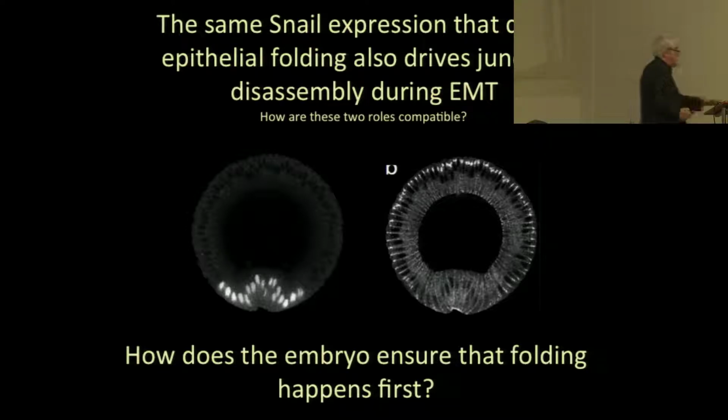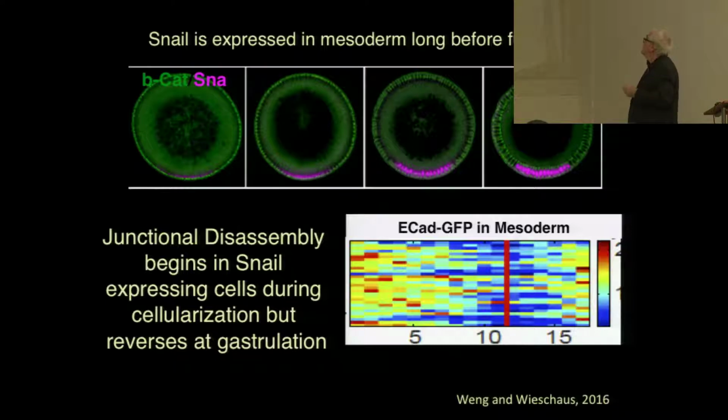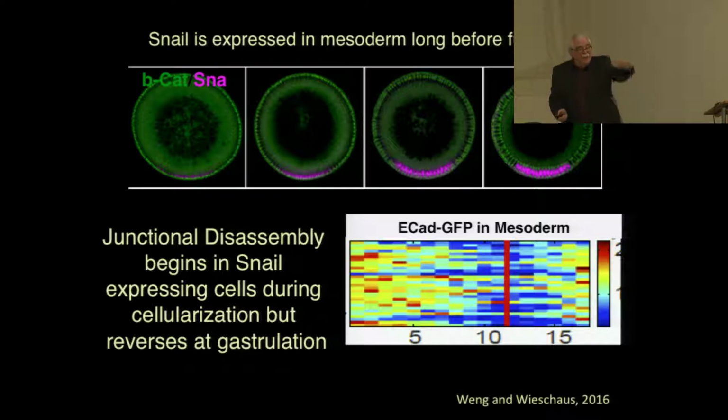And Mo checked that possibility, and it turned out it was wrong, but wrong in an interesting way. If you looked at the junctional disassembly and you followed snail expression, you saw that junctional disassembly in mesodermal cells begins even before gastrulation. The moment you have snail there, the junctions start to be taken apart. You can see it measured here. There's a period where the cells, specifically the mesodermal cells, appear to be entering an EMT. And then the moment gastrulation begins, the junctions are restored, and the cell backs out of an EMT and continues the epithelial folding.